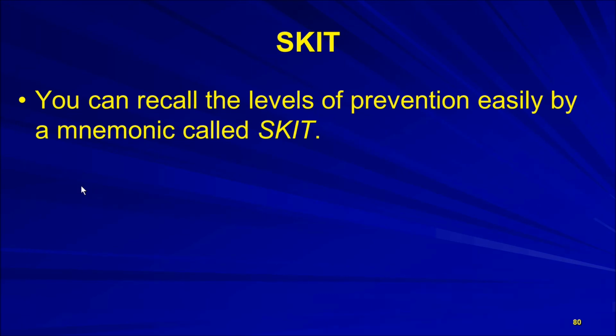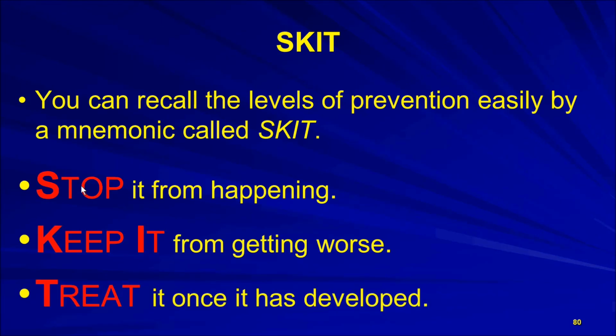So when we talk about SKIT, sometimes it gets associated with the avoiding of waste in terms of the human body. But you can see the S is to stop it, and the KI is keep it from getting worse, and the T is for treating it once it's developed. Oh, and there it is for you, and so maybe that'll help you remember it.